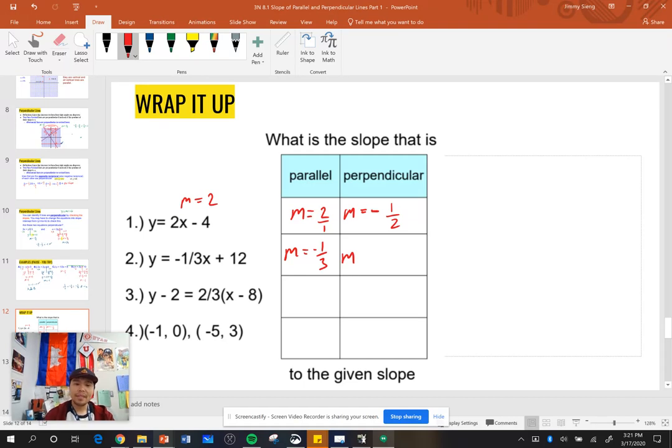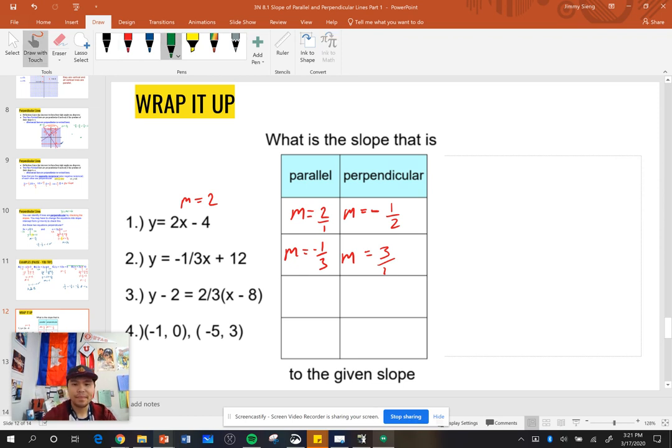Perpendicular, we need to take the opposite. So the opposite of negative is a positive, and then that 1 and 3, they switch, right? They switch the denominator and numerator. So then your slope there for a perpendicular line is 3. You can say 3 over 1, but just 3, right? All right, pretty good, right?